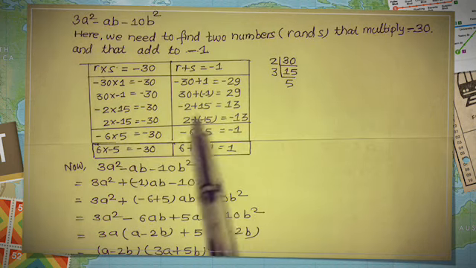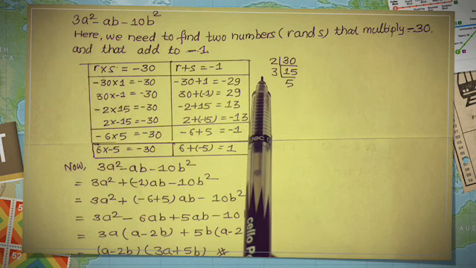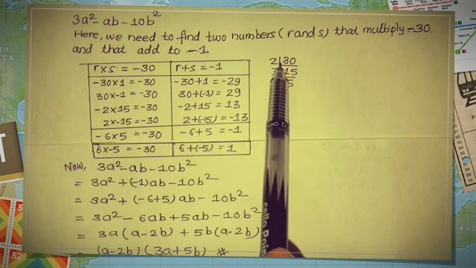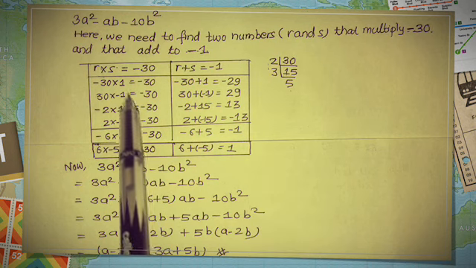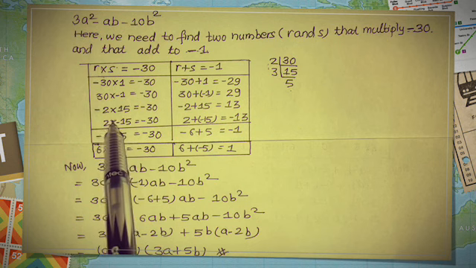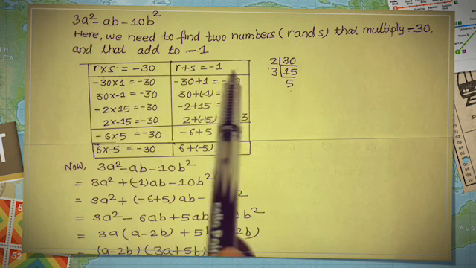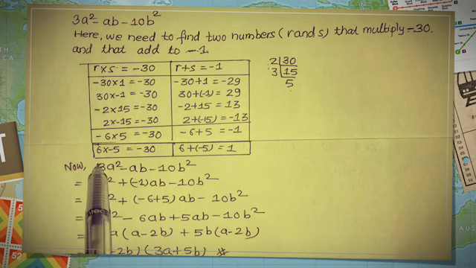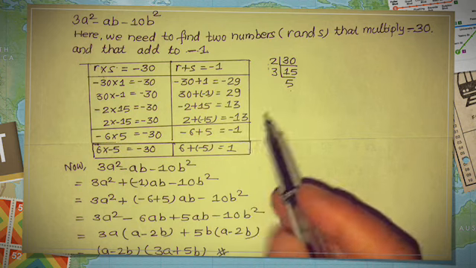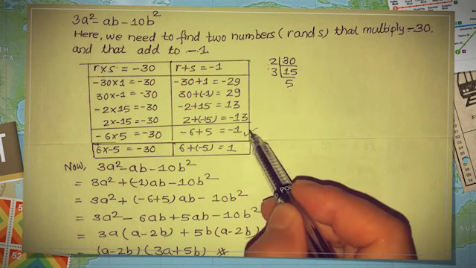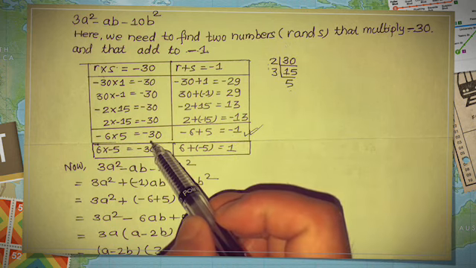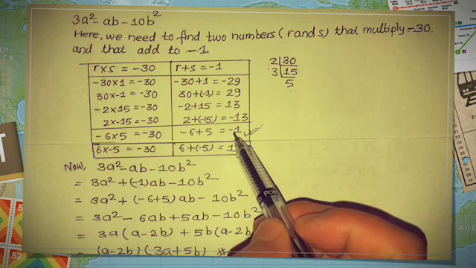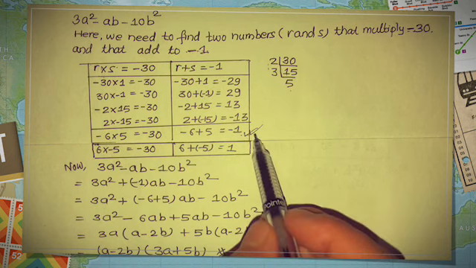Okay, and to find the numbers satisfying the conditions, we have to do the prime factorization of 30, and from this, 2 times 15 and 6 times 5, we have to try all the combinations so that the two conditions are satisfied. Okay, so after trying, we get this one. This gets the two conditions satisfied, sum minus 1 and product minus 30.